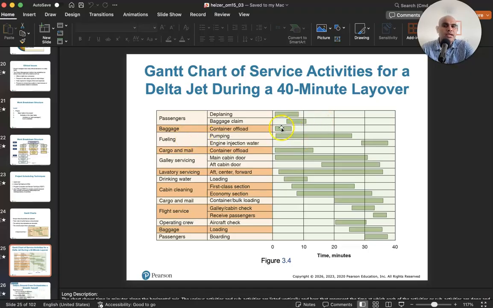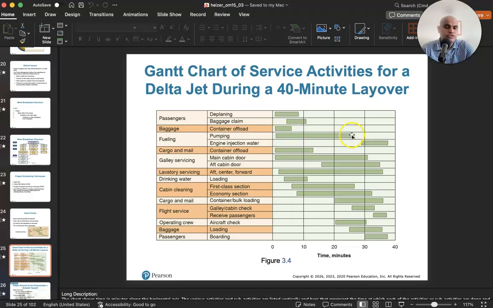Now, fueling of the plane can happen right after the plane lands. You don't have to wait for people to deplane or baggage or anything to do with any of the other pieces, right? So it can start right away. It takes quite a while to fuel a plane. And then you pump injection water, which obviously needs to happen afterwards. Now, there are other things that need to happen before injection water is pumped.